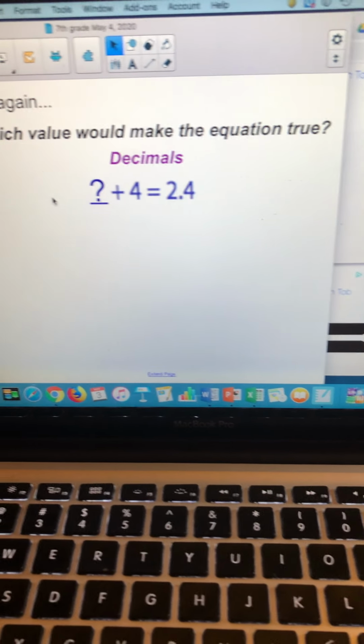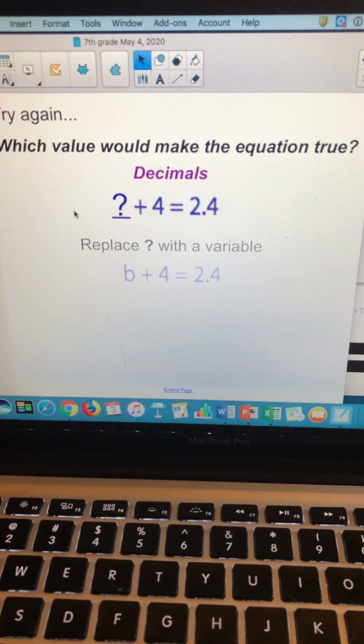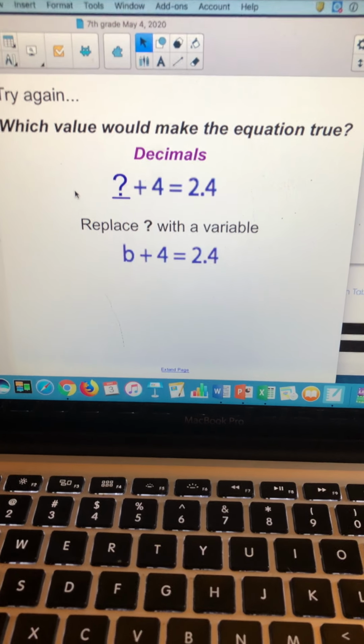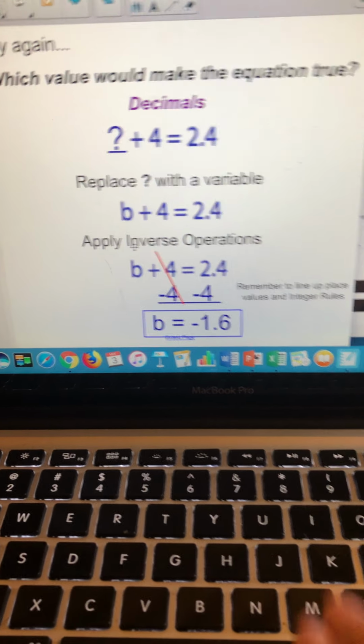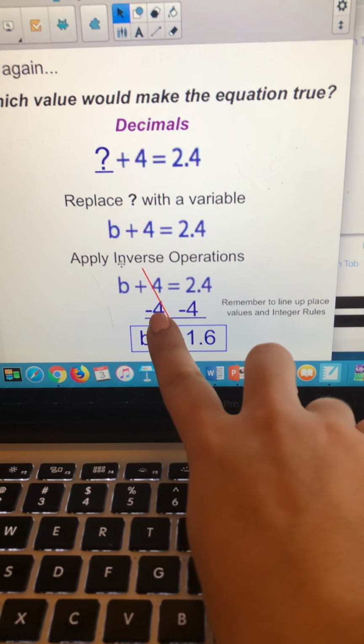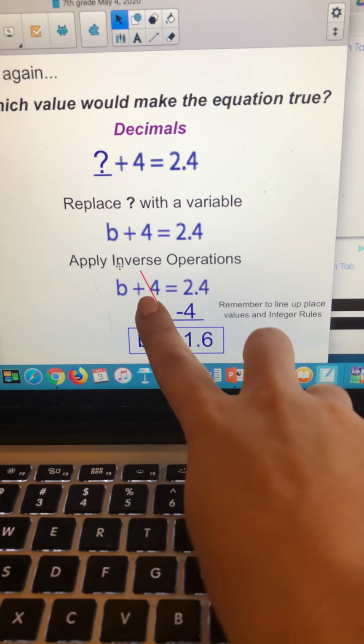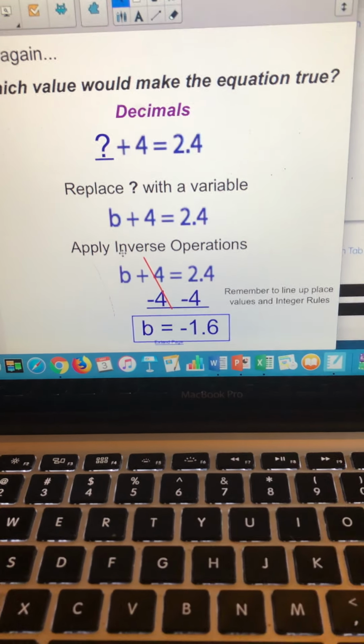Same idea though. What you're going to do is replace the question mark with a variable. This time you used b. And then you solve your equation like you know how to. You guys did great at this. So we would inverse by subtracting, since it's a +4. We subtract 4 from both sides.